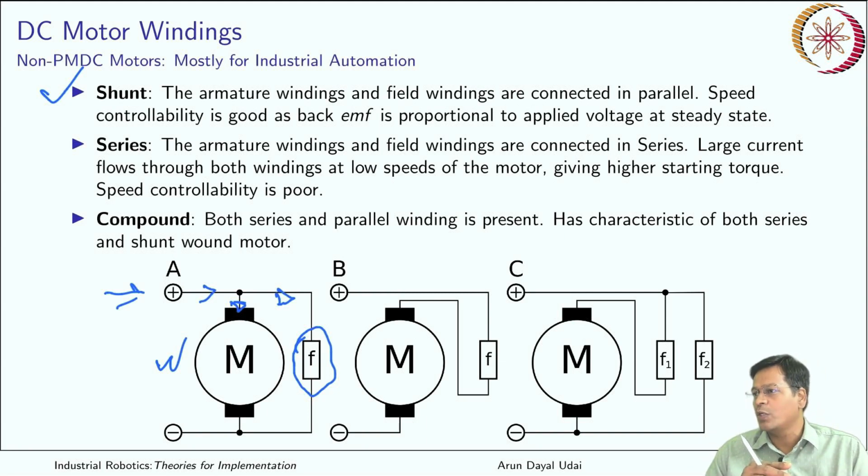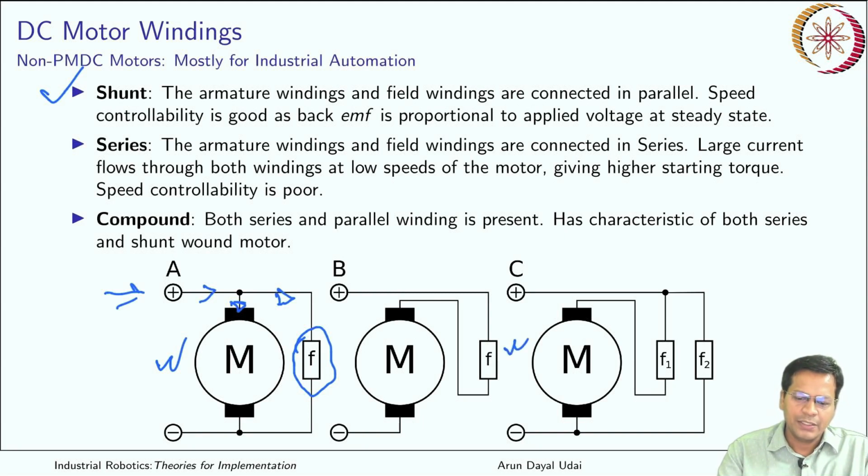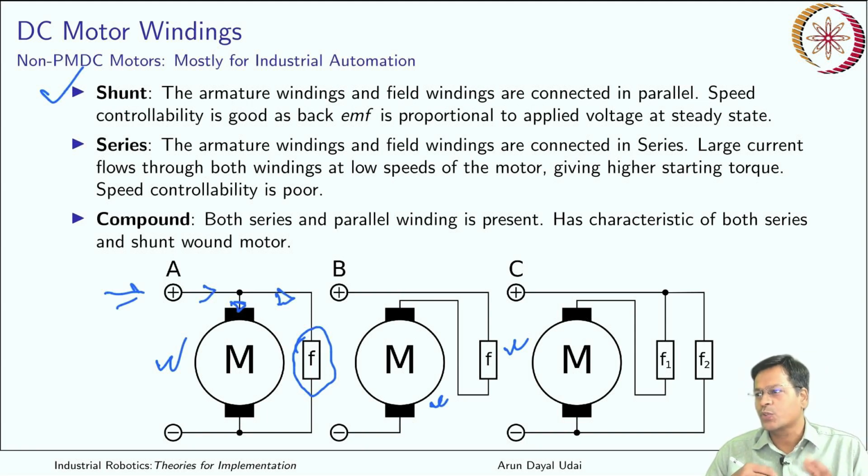Speed controllability is good as back EMF is proportional to the applied voltage at a steady state. At a steady state, speed controllability is very good. So this is a type of motor. And then you have a series type of motor where the field coil and the armature draw the same current, the same current flows through the field as well as the armature. So the starting current will be very high. A large current flows through both the windings, at least while starting. So it will have a very high starting torque. Speed controllability however is very poor.